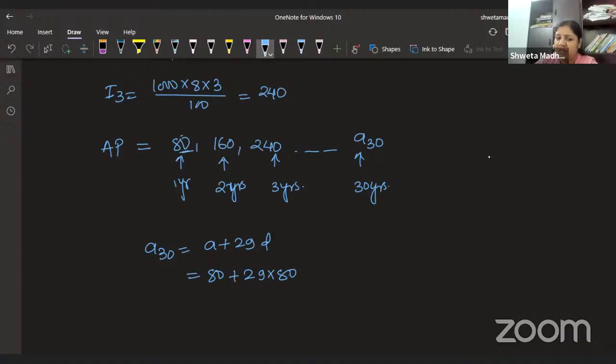Here, 80 plus 29 into 80. Factorization you have already learned. 80 into bracket 1 plus 29. So 80 into 30, 2,400. Save your time.